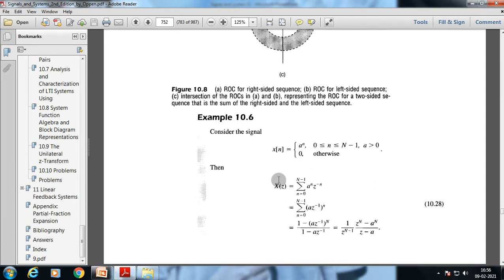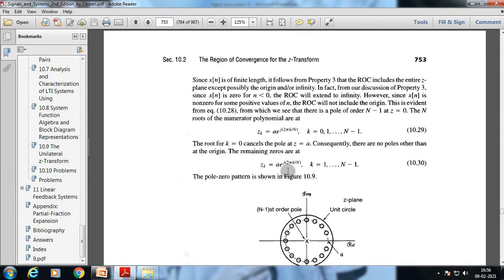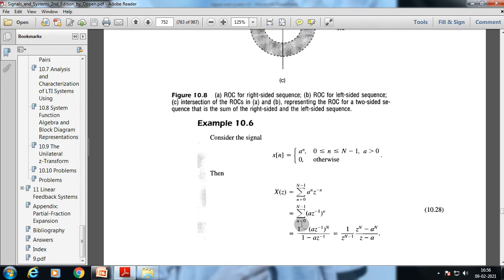Then X of z is equal to the summation from 0 to capital N minus 1 of a to the power n z to the minus 1, which is equal to the summation from 0 to capital N minus 1 of a into z to the minus 1 whole to the power n, which is 1 minus a into z to the minus 1 whole to the power capital N by 1 minus a into z to the minus 1, which is equal to 1 by z to the N minus 1 into z to the power N minus a to the power N by z minus a.